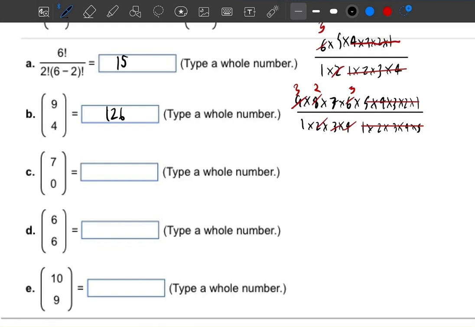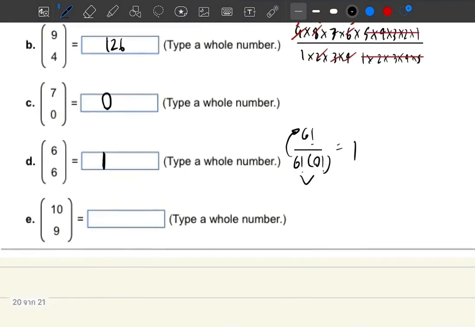The next part is C. 7 choose 0 means that you have 7 elements and you have to draw 0 element from 7, so it's gonna be 0. Next one is D. 6 choose 6 is equal to 6 factorial divided by 6 factorial times 6 minus 6 factorial, which is 0 factorial. So here it's gonna be 1.